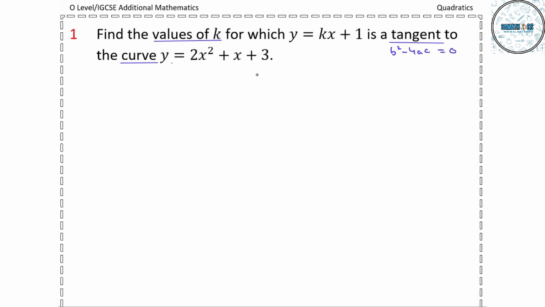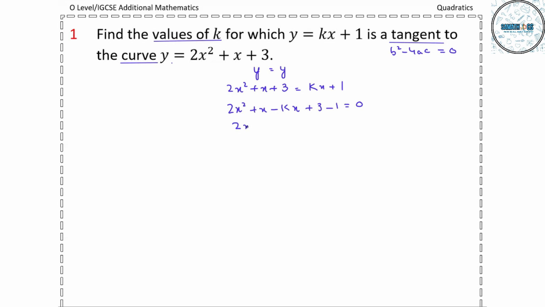So first we will solve these two equations simultaneously. As we have here y is equal to kx plus 1 and here y is equal to 2x squared plus x plus 3, we can simply equate the values of y. So if we write y is equal to y, then we have 2x squared plus x plus 3 is equal to kx plus 1. Now we'll simplify it. 2x squared plus x minus kx plus 3 minus 1 is equal to 0.